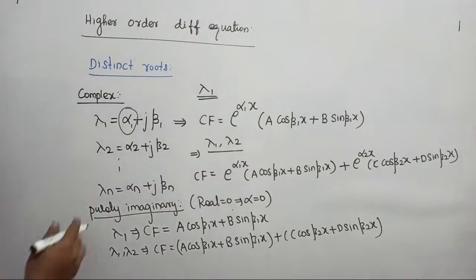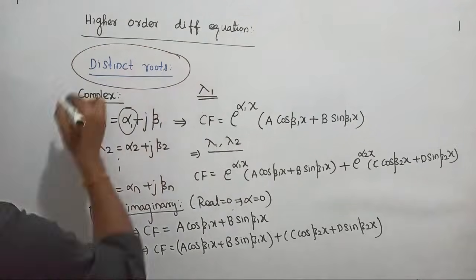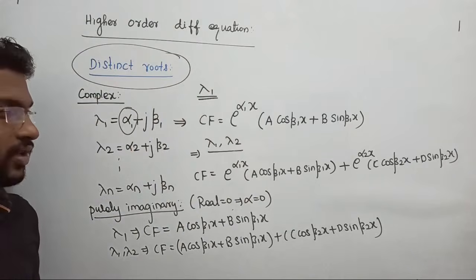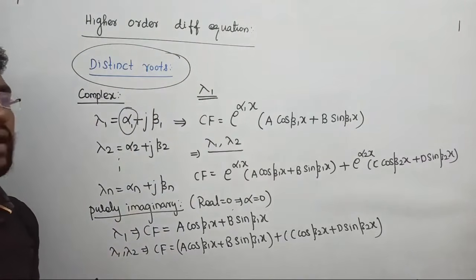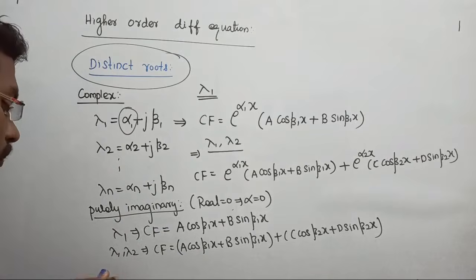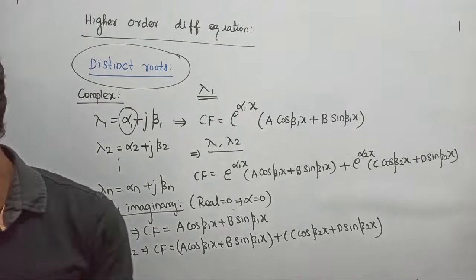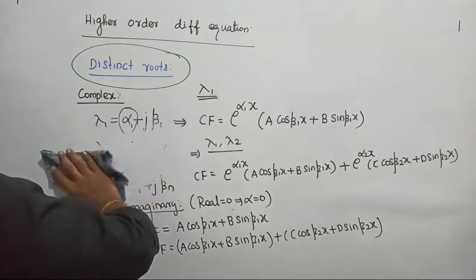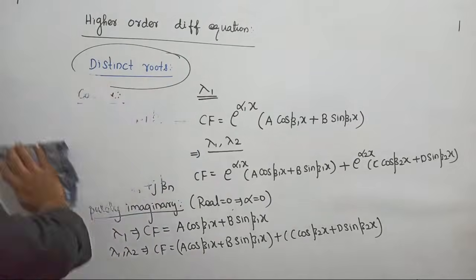But since we are talking about distinct roots, don't forget we are lying under distinct roots. In distinct roots we have three categories. Let's take repeated roots and see what happens now. It's very easy, you just have to understand. Then slowly I will develop the equations.